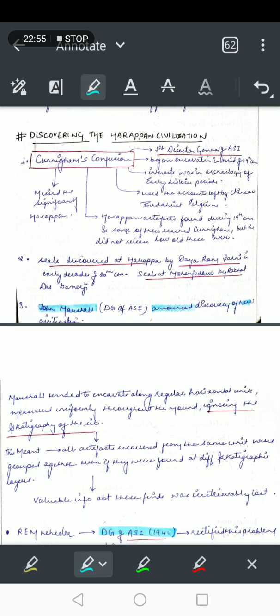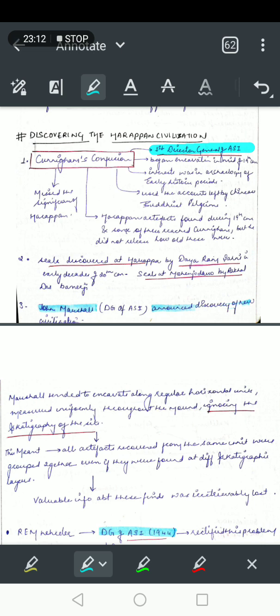Now, how this Harappan civilization was discovered, we are going to discuss this. Cunningham's confusion, this is the first point. Cunningham was the first Director General of the Archaeological Survey of India. He started the excavation in the mid-19th century.